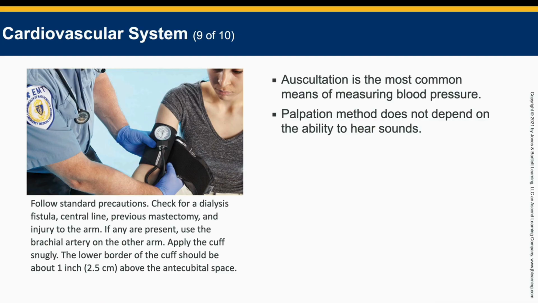Before applying the blood pressure cuff, EMTs should follow standard precautions and check the patient's arms for conditions that may prevent us from using that arm. For example, avoid using an arm with a dialysis fistula, a central line, or any kind of recent injury, or a history of a mastectomy. If any of these are present, use the other arm if possible. The cuff should be applied snugly around the upper arm, with the lower edge of the cuff placed about 1 inch above the antecubital space, which is the bend of the elbow.